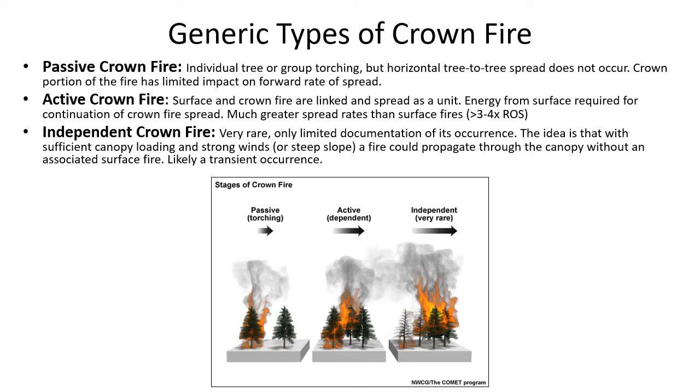It's still really about the surface fire, and then we're getting some trees kind of torching as that surface fire moves along. And then once we get up into active crown fire, and that's really what we're going to be thinking about predicting today, is when will we get active crown fire? That is where surface and crown fire are really acting as a single unit. And the energy from the surface fire is required to continue that crown fire, but the crown fire portion of the fire is contributing a lot to our spread rate.